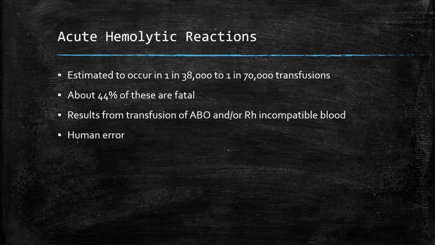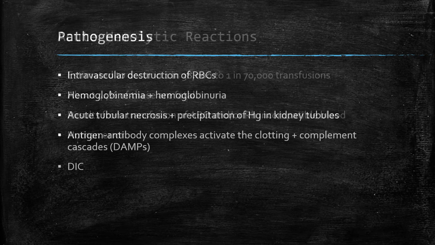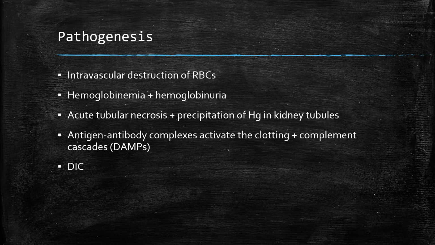The error is always the same. It's the transfusion of ABO and/or RH incompatible blood to a patient. And when a root cause analysis is done of this complication, it always points back to human error. The transfusion of incorrectly typed blood into our patients leads to the immediate intravascular destruction of these red cells. This ends up resulting in the liberation of free hemoglobin into the circulation.